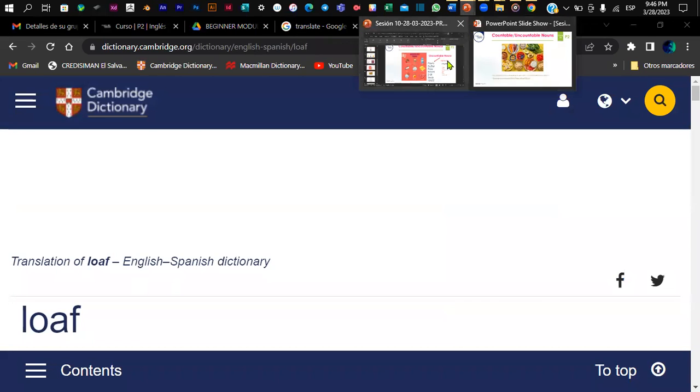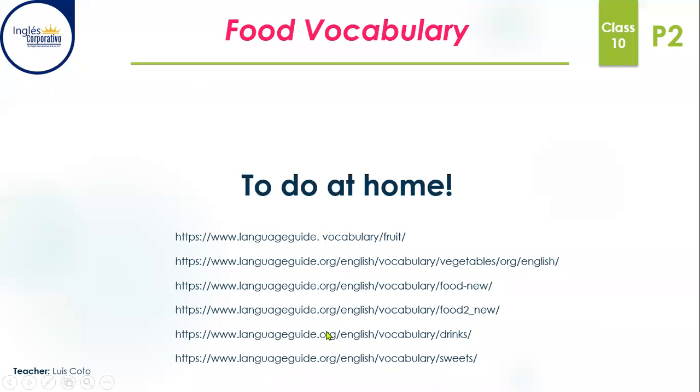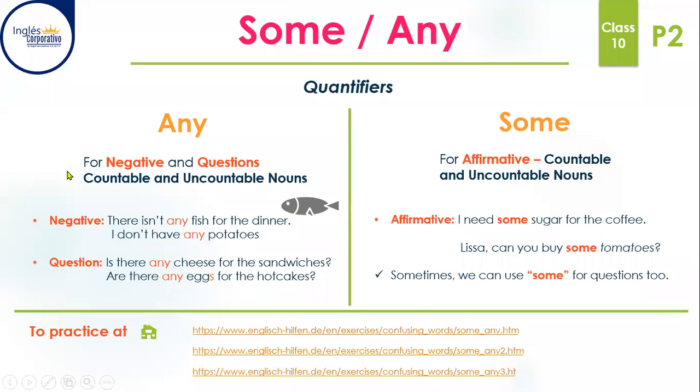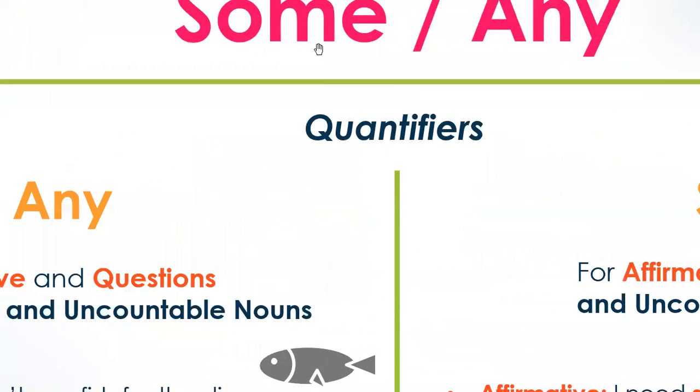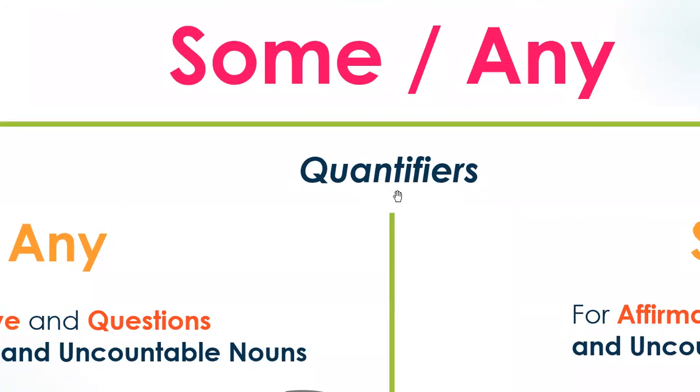Okay, let's continue with the next part. Let's see, do we have the next part? Okay, these links are for you to practice vocabulary. Hey, the same mini hot dog from yesterday. Okay, the next one is about some or any. And there are five quantifiers. Okay. Quantifiers are words to make quantities.